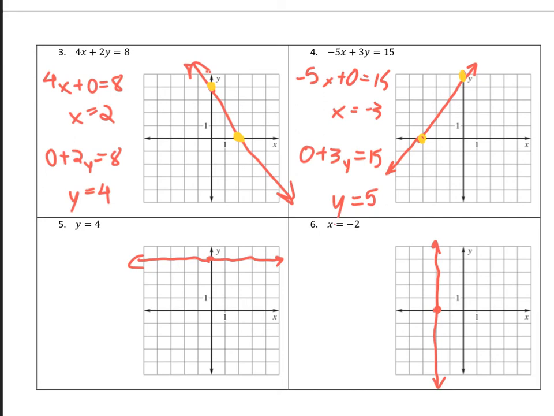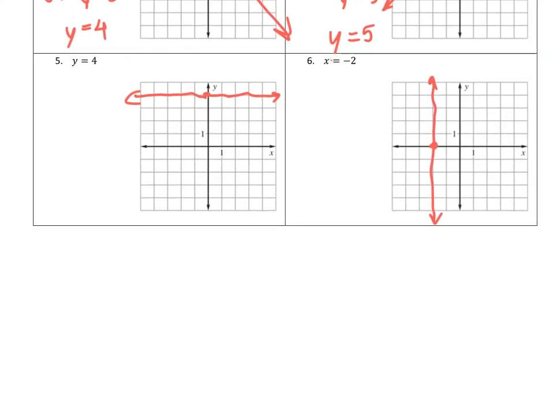I've got my line. And at the bottom is just you remembering y equals is a horizontal line, x equals is a vertical line. So these constant equations here give you the x or y intercept, and you just got to know it runs perpendicular to that axis. So this one right here, number 5, was a horizontal line because y was 4. Number 6 was x equals -2, so that was vertical at -2.